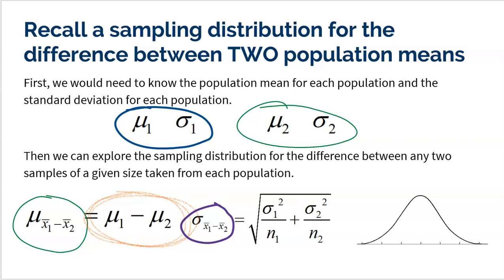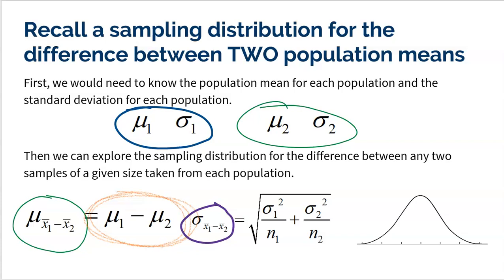Well, take a look at this formula. We learned it all the way back in Unit 5. You take the standard deviation from population 1 squared divided by the sample size, plus the standard deviation from population 2 squared divided by the sample size, and a giant square root around all of that.